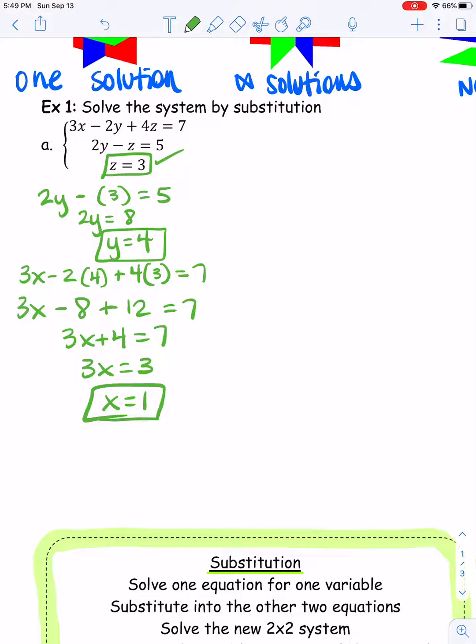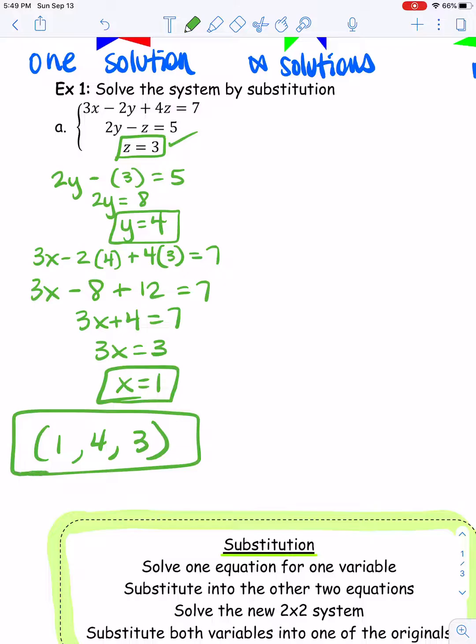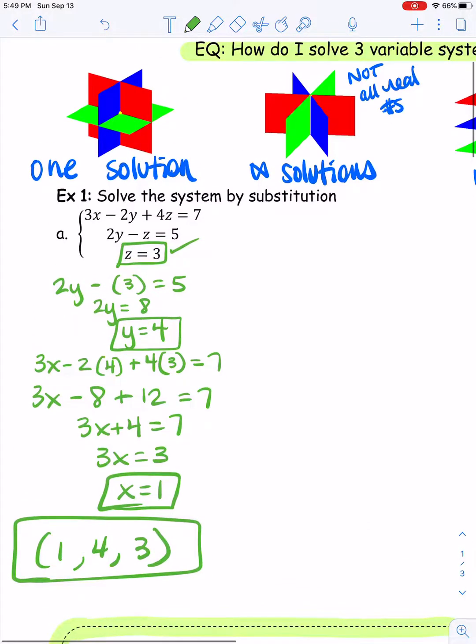We can totally leave our answer like this, but we can also write it as x, comma, y, comma, z, because we know that this is one solution. It looks like this kind of scenario. It is one exact location.